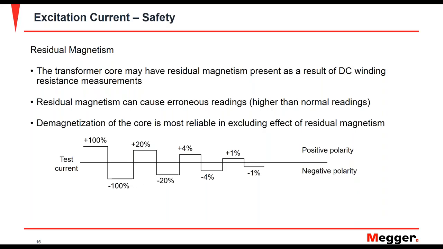And the best way to combat that residual magnetism is to demagnetize the core. And we will discuss demagnetization in more detail in the winding resistance section. But in short, what you would do is change the polarity and the magnitude of the test current to demagnetize the core, and we'll discuss that further.